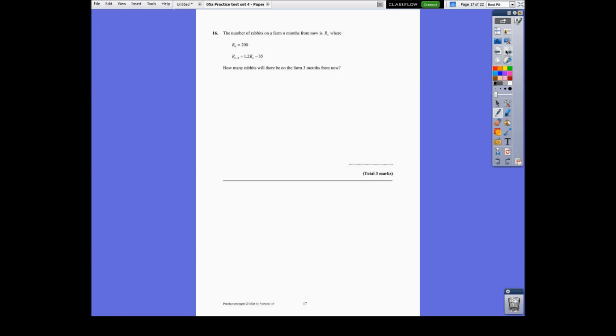Well, to work out how many there are going to be in the next month, we use the formula 1.2 times the previous month, take away 35. So at the start, there are 200 rabbits. We need to multiply that by 1.2 and take off 35. So 200 times 1.2 is 240. And take off the 35 is 205 rabbits. So R1, after 1 month there'll be 205 rabbits.